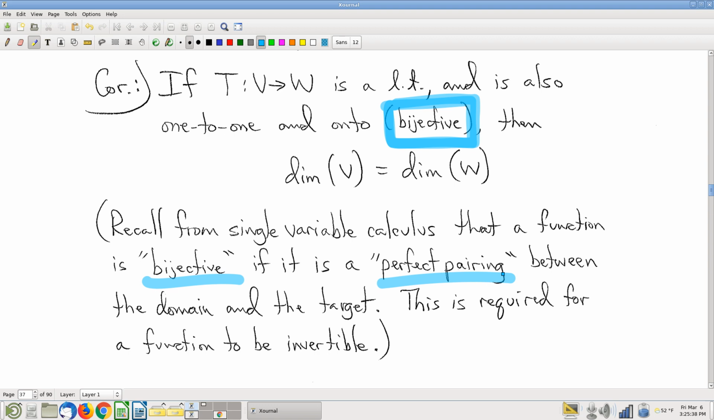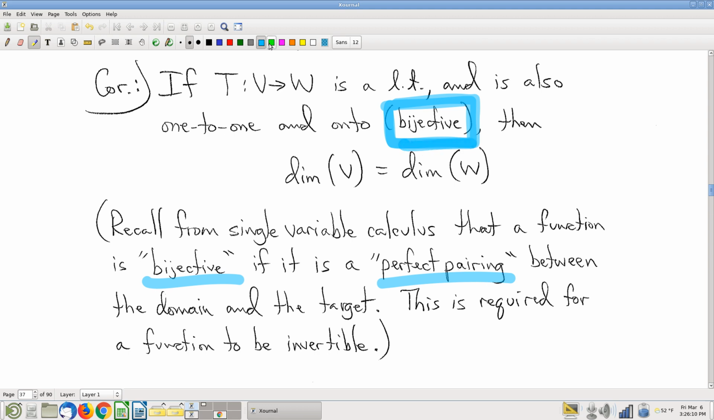So you've got a domain, you've got a target, right? The input world that things that go into the function come from, and the output world that things that come out of the function go to. Perfect pairing means that they pair up like this. For every output, there's exactly one input that goes to it. Exactly one, no more, no less. So if that happens, which it does very often, we have a bijective linear transformation.